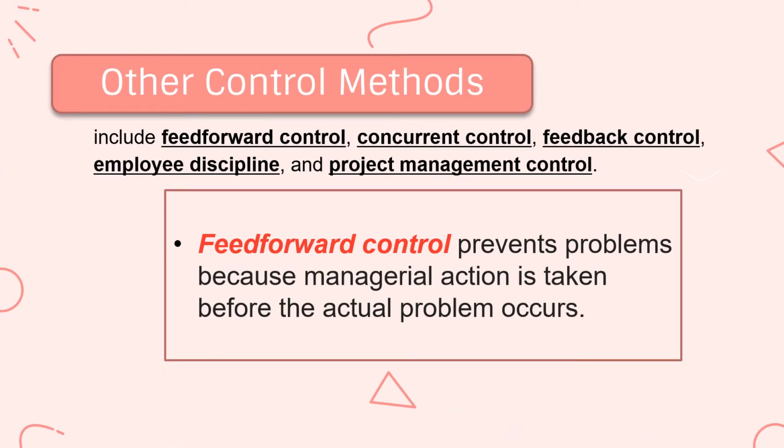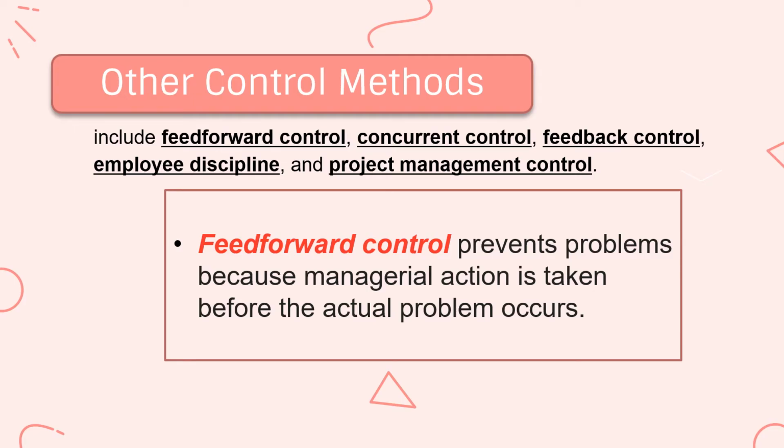So, aside from the quantitative and non-quantitative methods, we also have other control methods. So, it includes feed-forward control, concurrent control, feedback control, employee discipline, and project management control. So, first one, feed-forward control. So, it prevents problems because managerial action is taken before the actual problem occurs. So, ito yung control na bago pa mangyari yung actual problem, so meron ka ng control or meron ka ng ginagawa para ma-prevent yung mga ganong problema. So, ito yung tinatawag natin na feed-forward control.